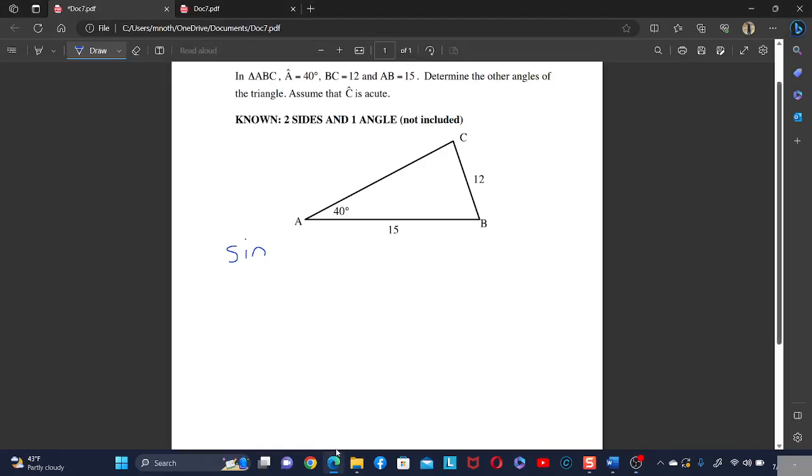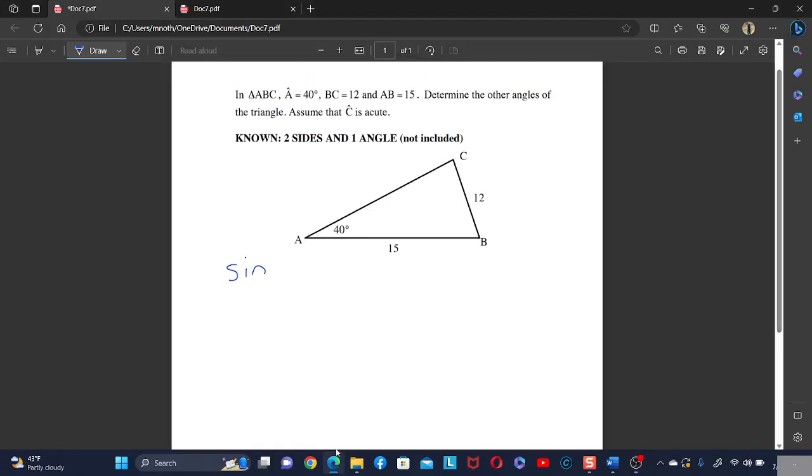Good day. Today we are going to focus on the sine rule. Let's say we are given this and then we are told to determine other angles. What we know about the sine rule is that in any given triangle, because this is triangle ABC, we can say that sine angle A over side A is equal to sine angle B all over side B is equal to sine angle C over side C.